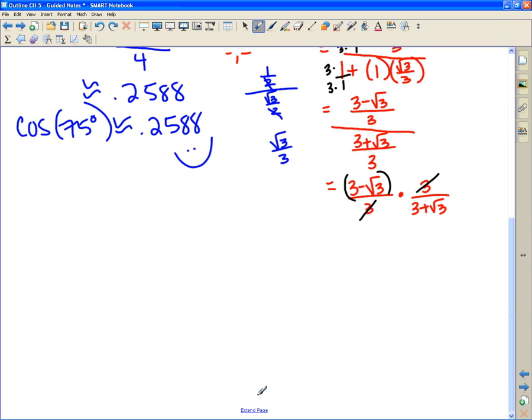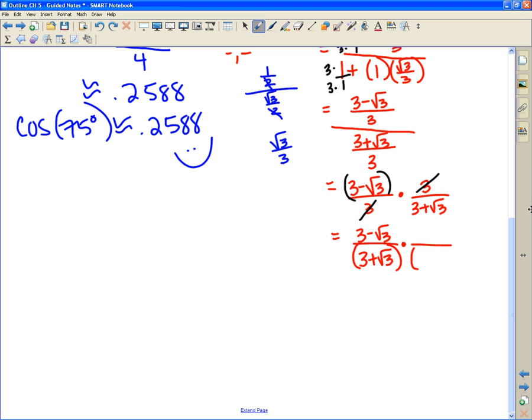So I hope that you have quite a bit of space on your paper here. We have 3 minus root 3 over 3 plus root 3. And the only way to simplify this is to rationalize it and get rid of the radical in the denominator. The way that you achieve that, and you need to know this, is to multiply by the conjugate of the denominator. So conjugate means that you take this plus sign and change it to a minus.